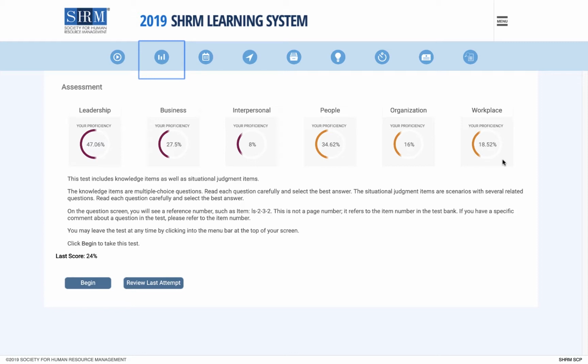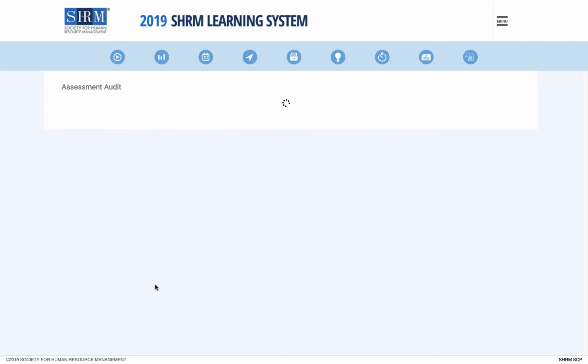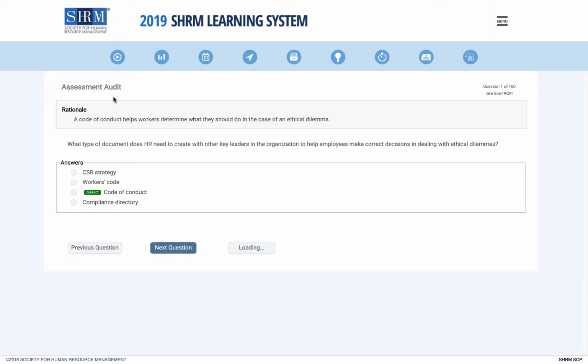Now, I often get the question myself, how do I go back and review the questions in the initial assessment? It isn't super clear. Down here at the bottom of the screen is a button, Review Last Attempt. If you select this button, SHRM provides you with an audit that includes a review of each of the questions within the assessment. So you can go over the answers, understand the rationale, and go through each of those questions by simply clicking Next Question.